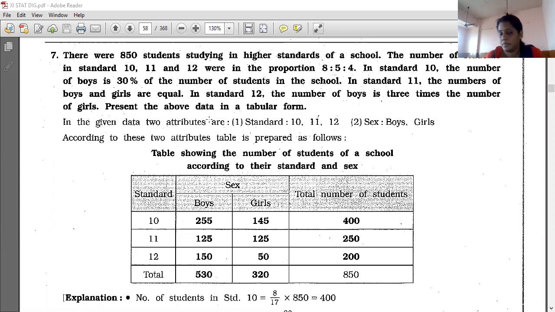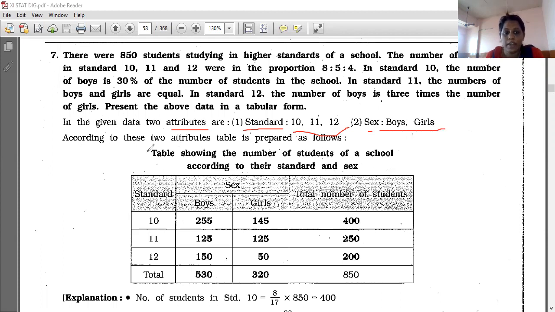Now, the attribute standard is given, that is 10, 11 and 12. Then they have given gender, that is boys and girls. So two things are given in attribute, and our table goes like this. First you have to write the attribute. Attribute is standard 10, 11 and 12, then gender or sex, boys and girls. So these are the two attributes.